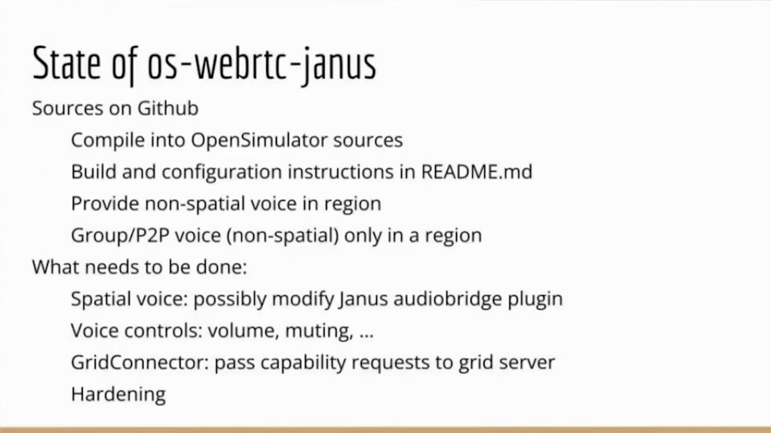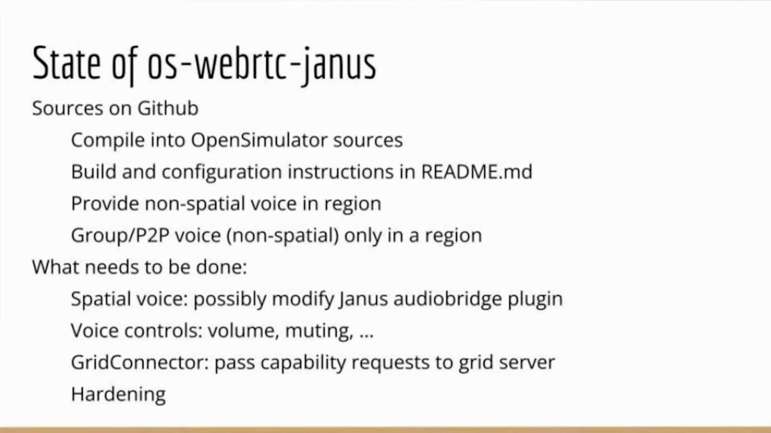So the state of the Janus project. It compiles into the OpenSimulator sources. It has the README file on the GitHub repository. It provides non-spatial voice so far. I have not done the modifications to Janus to listen to the data channel and do the spatial stuff, but that's a simple matter of programming. And the group voice, at the moment, the connector to the grid service is not working yet. And group is non-spatial and also restricted to per region.